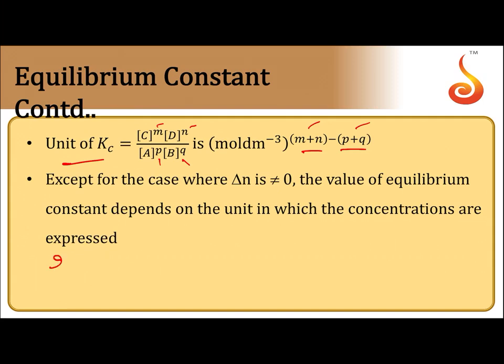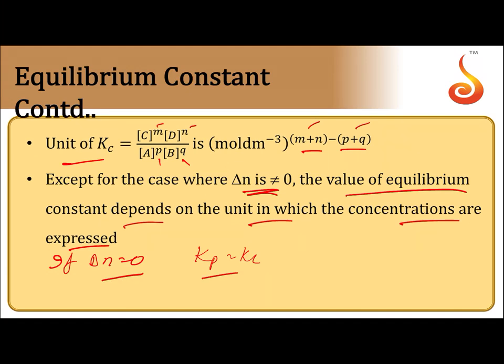Now if delta n value is equal to 0, then the Kp value becomes equal to Kc. Numerically both the values are the same. Suppose delta n is not equal to 0, then the value of the equilibrium constant will depend on the unit in which the concentrations are expressed. So if delta n is equal to 0, Kp and Kc have the same numerical values. If delta n is not equal to 0, the value of the equilibrium constant depends on the unit in which the concentrations are expressed.